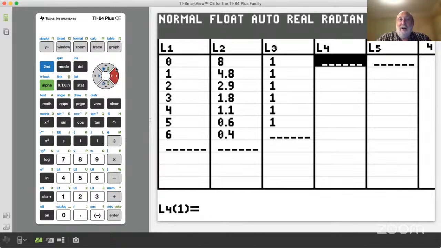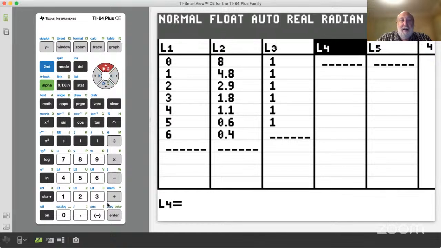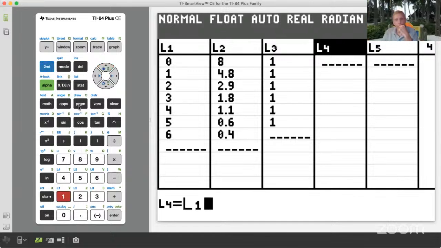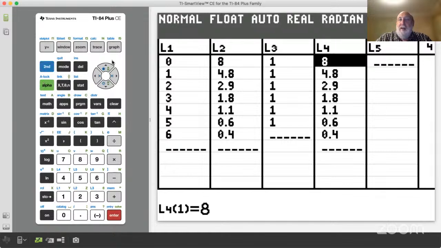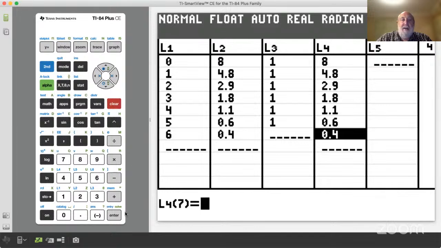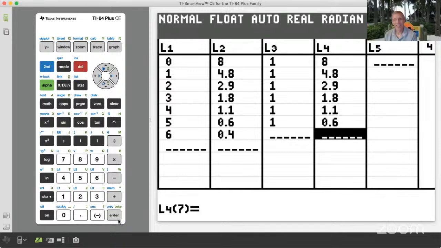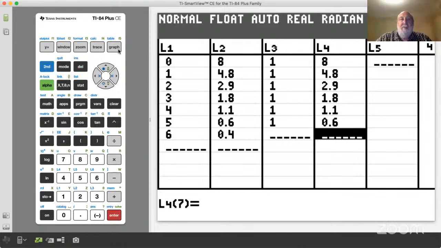So I'm going to go over to L4. And let's just go ahead and make it equal to L1. Excuse me, L2, not L1. How about L2? There we go. And I'm just going to throw away the last value. So I'll go down to 0.4 and clear that out. I think I just hit enter now. There we go. So now I just have the left endpoints.